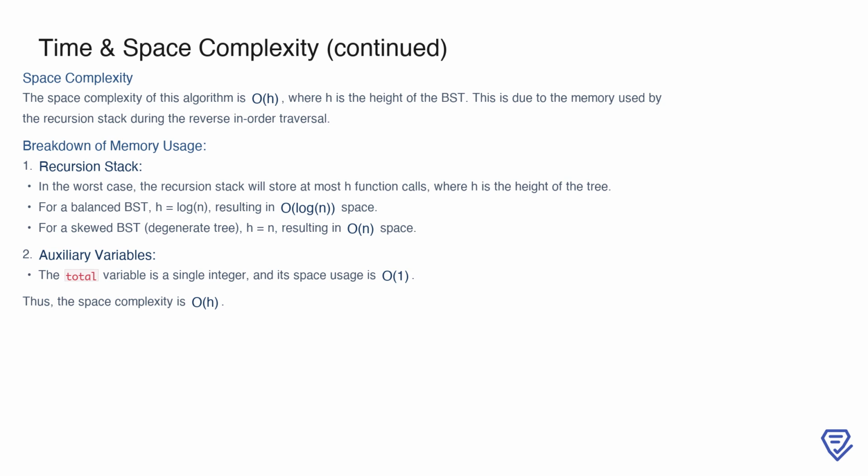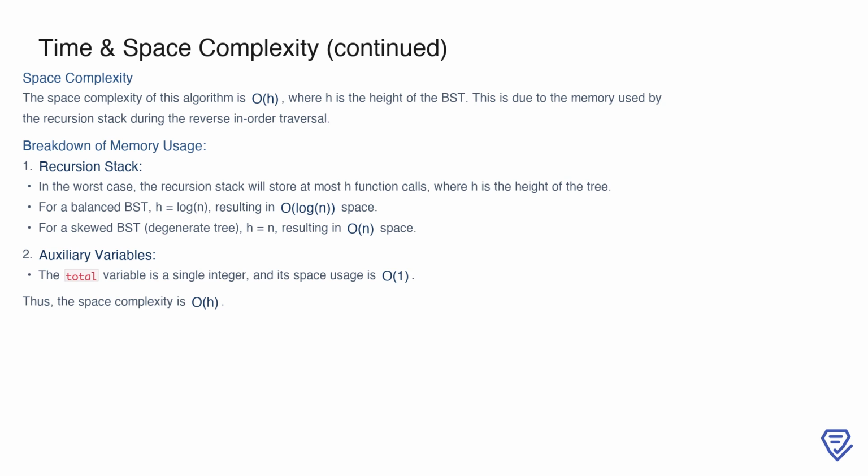The space complexity of this algorithm is O(h), where h is the height of the binary search tree. This stems from the memory used by the recursion stack during the reverse in-order traversal. Let's consider the recursion stack in more detail. In the worst case, the stack will hold at most h function calls, corresponding to the height of the tree.